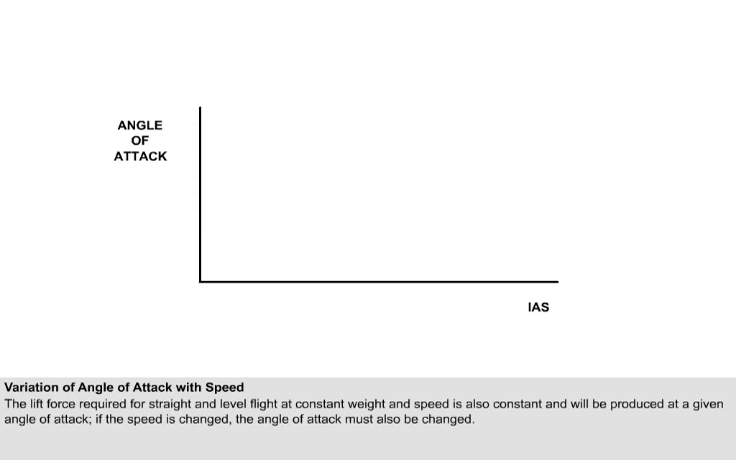For steady level flight at a constant weight, the lift force required will be constant, and at a steady speed, the wing will produce this lift at a given angle of attack. However, if the speed is changed, the angle of attack must change to maintain the same lift.